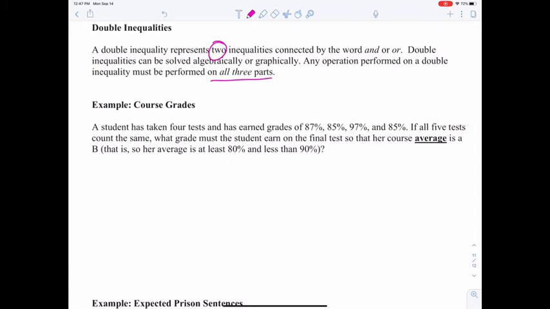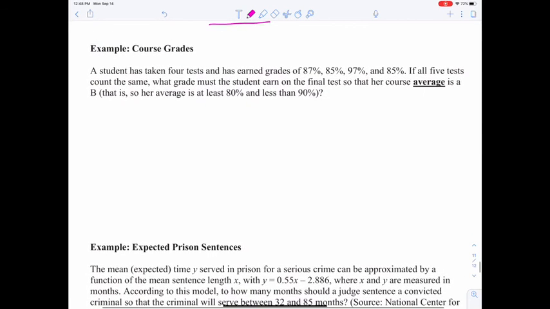So what they're saying is, and I'm going to show you in a second with these examples, but what they're saying is, when we have an equal sign or even an inequality, we follow the basic rule of algebra. Whatever you do to one side of the equal sign or the inequality, you do the same thing to the other side, right? It's the same thing here, but now we're going to have like three sides, I guess you would call it, three parts to the inequality. So let me show you what we're talking about. So here's an example. A student has taken 4 tests and has earned those 4 grades.